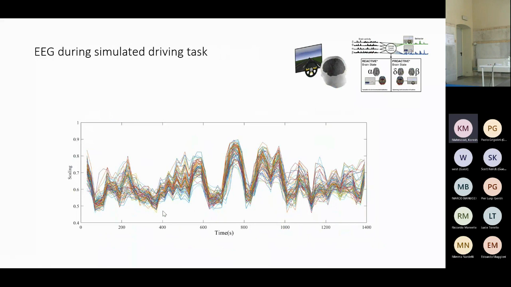And finally, this is the EEG data of a participant during a simulated driving task. This is very clean data too. Over time, you can see that the scaling of the participant changes based on the task they are doing. So it means the brain is responding to the complexity of the task or what happens in their environment.